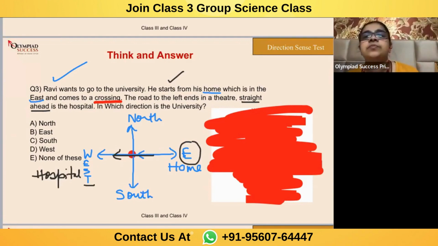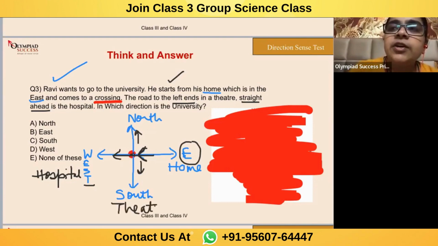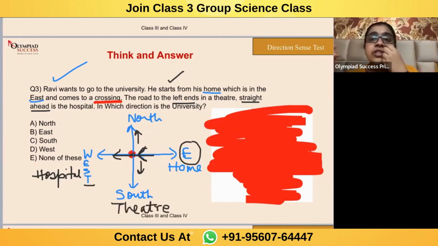West is my hospital. Now they say that the left turn from the road or from the crossing is equal to the theater. So if you are here, which is your left turn and which is your right turn? You are facing in this direction, guys. From this direction, this one is my right turn and this one is my left turn. Clockwise, anti-clockwise. So left turn is taking you where? Left turn is taking you to the theater. That's south. So which is the only direction left for the university?